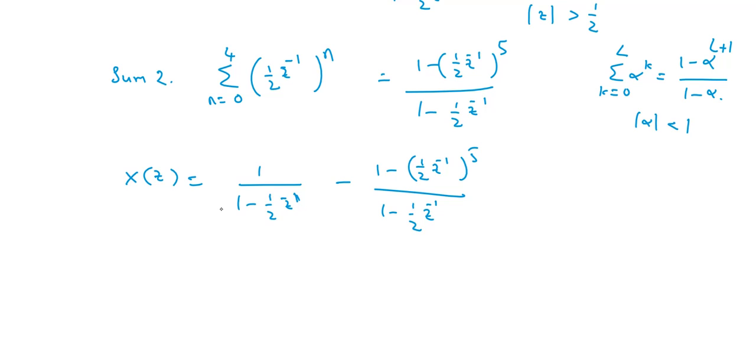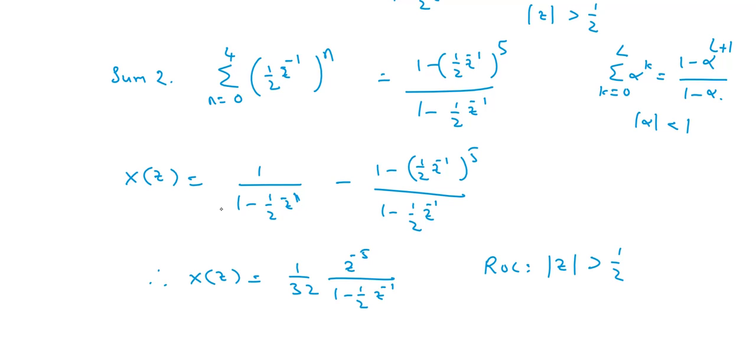Upon simplification, we can write that X of z is equal to 1 by 32, that is 1 by 2 power 5, which is 1 by 32, and the ones go away. In the numerator we have z power minus 5 divided by 1 minus 1 by 2 z inverse. And the ROC is given by mod z greater than 1 by 2.